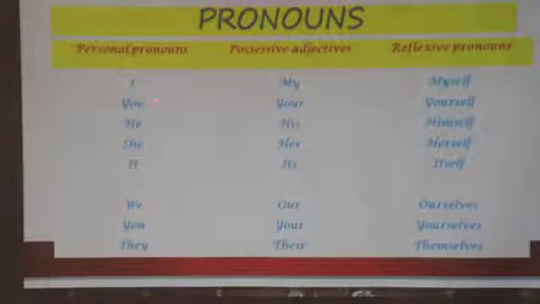And we have also object personal pronouns, which means personal pronouns that are put in the place of objects in a sentence.